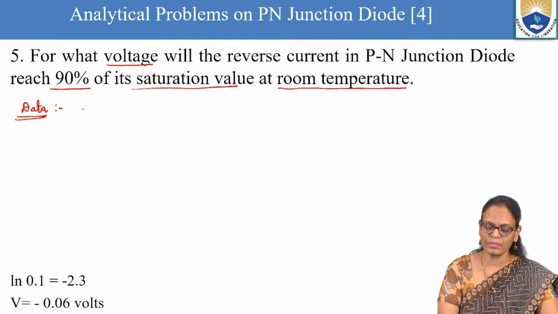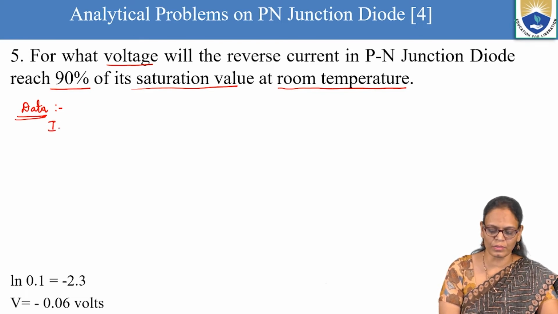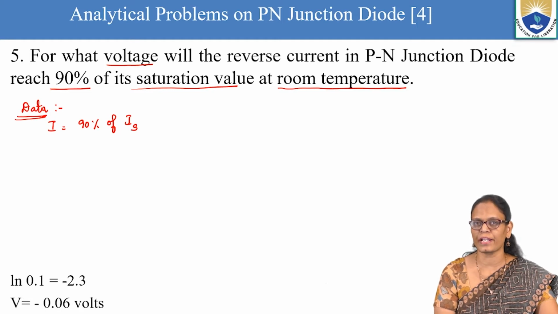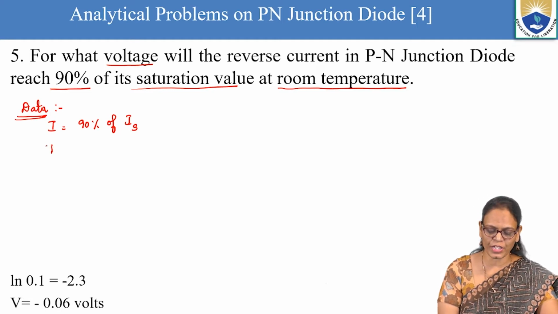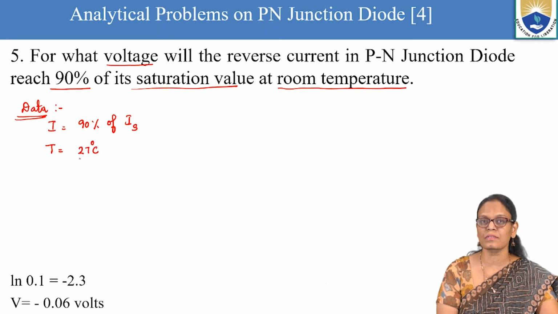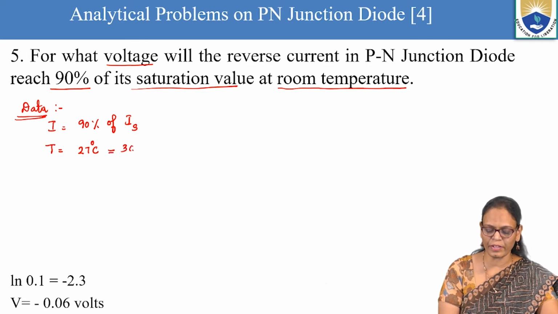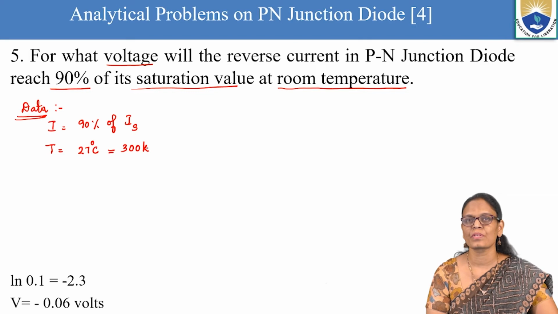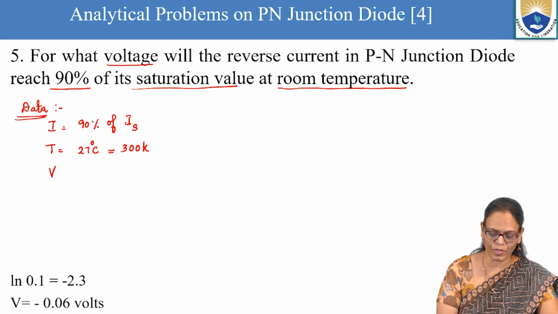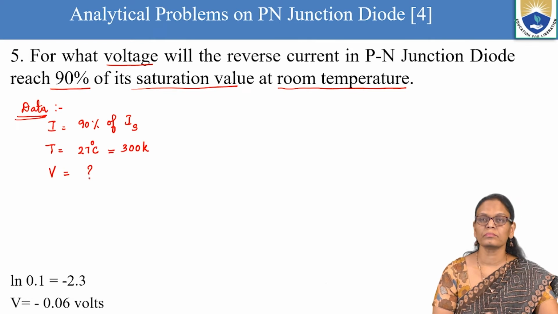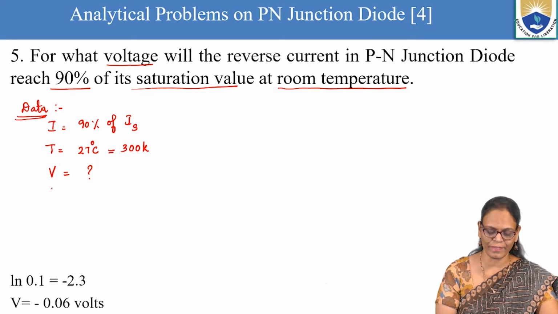What is the data given? I is equal to 90% of the saturation current, I is 90% of IS. And the temperature here is room temperature. We can take it as 27 degrees Celsius, and we will convert it into Kelvin, so that will be 300 Kelvin. We have to find V. And the ideality factor is not given, so we can take the ideality factor as 1.